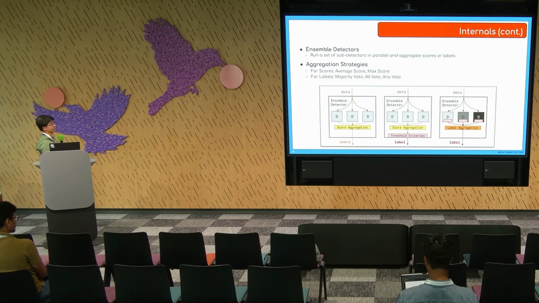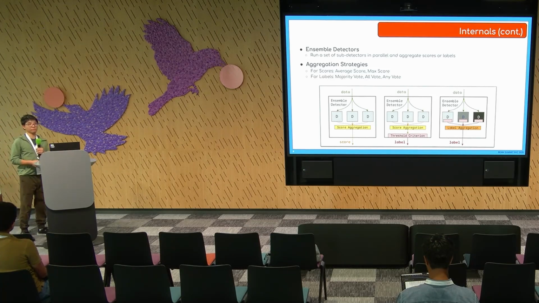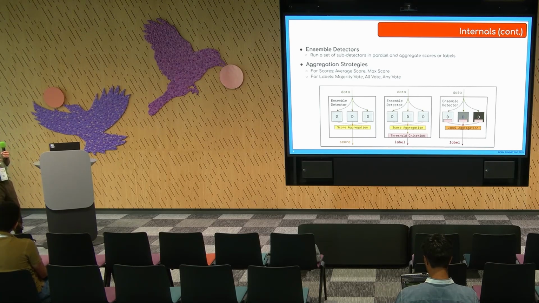And in the third scenario, we are looking at the case where the sub-detectors are different, meaning that they are different methods, and the scores they generate are totally of different scales. In this case, it doesn't make sense to calculate the average of those scores or merge those scores together. What we will do is first generate the labels for each of the sub-detectors, and then we have a label aggregation to take the majority vote, or take all the votes, in order to generate the final label.